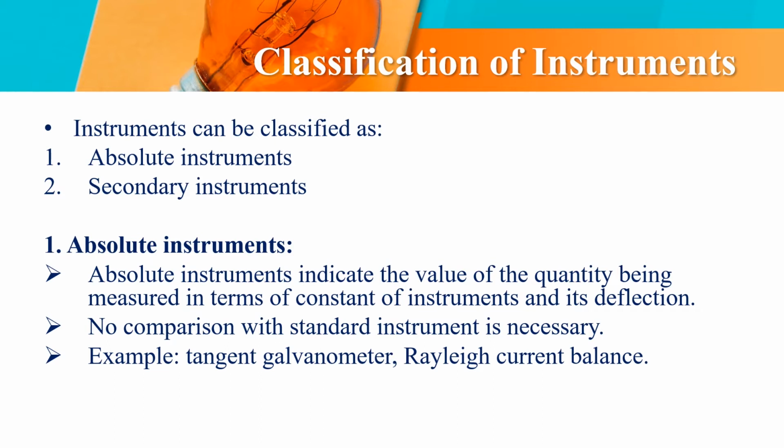Absolute instruments. Absolute instruments indicate the value of the quantity being measured in terms of constant of instruments and its deflection. No comparison with standard instrument is necessary. Example, tangent galvanometer, Rayleigh current balance.